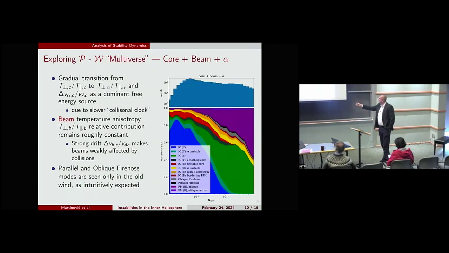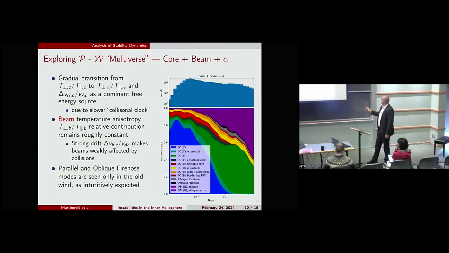So you can actually label every single instability that you have here. The bluish ones are the core instabilities, and in the young wind they dominate. Then in the older wind you have various types of alpha instabilities, which are greenish. In the older solar wind you also have some parallel and oblique fire hose, and then you find that the beam-type instabilities don't care about the collisions and they just live on top of the other components over there.